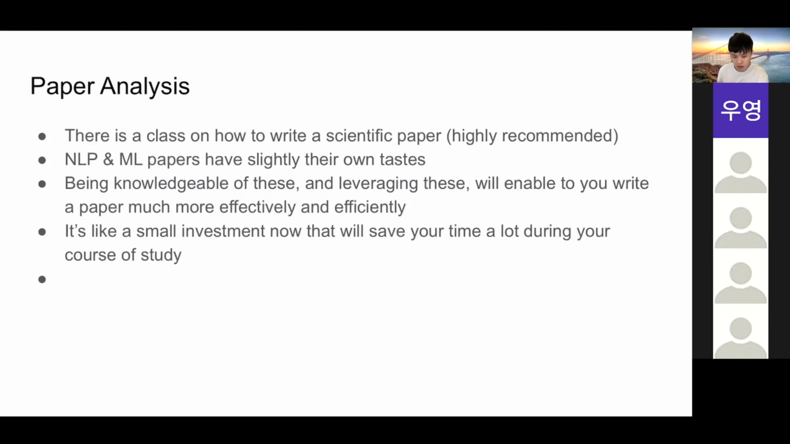number one, it is very important if you want to write a paper, and number two, even if you have taken or are taking the scientific paper class, NLP and ML papers have slightly different tastes than, for instance, biology or physics papers. So it's worth dedicating one or two classes, because being knowledgeable of these and leveraging this knowledge will enable you to write a paper much more effectively and efficiently. I always say this, it's a small investment now. It might be a bit boring, but it will save you a lot of time during your course of study. And of course, if you're staying in academia or research, it will be very useful for the rest of your career too.